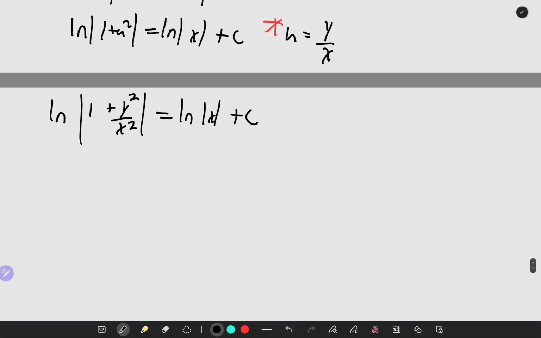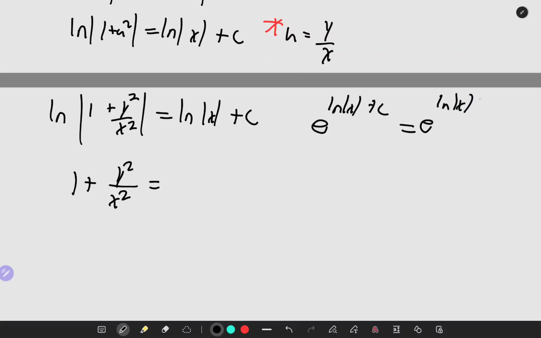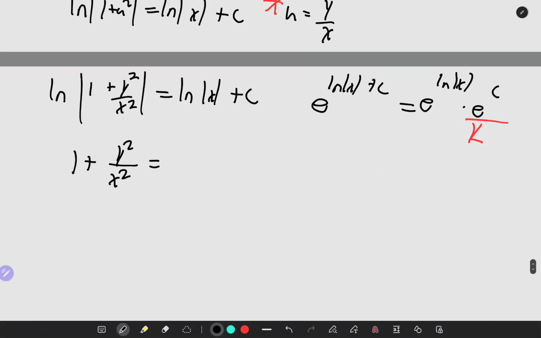We're just going to exponentiate both sides, so then we're left with 1 plus y squared over x squared is equal to, now just remember the log trick. If you have, once again, e to the ln of x plus c, this becomes e to the ln of x times e to the c, where this is a new constant, k, right? So then this becomes k ln of x, because this simplifies to ln of x, times k.